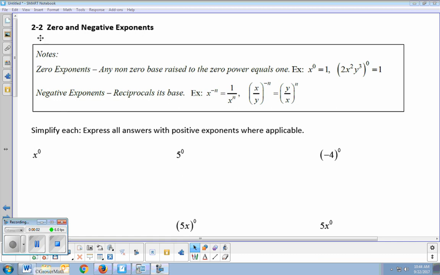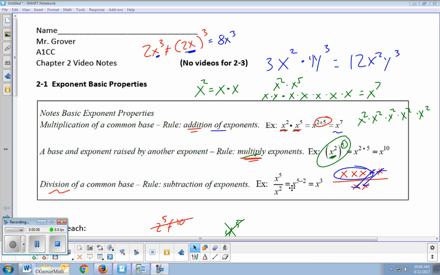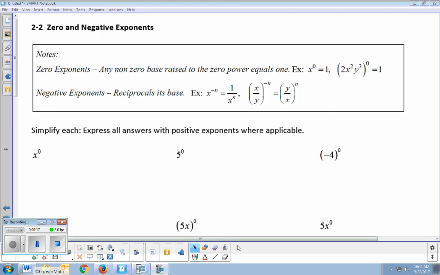Algebra 1, Common Core, Unit 2, Section 2: zero and negative exponents. In the previous lesson we talked about some basic exponent properties: when you multiply a common base, you add the exponents; an exponent raised to an exponent is multiplied; when you divide a common base, you subtract. Here we're going to learn about a couple of special exponents.